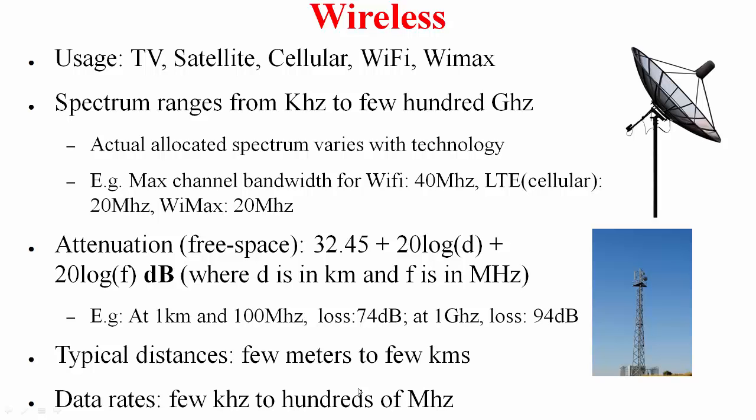So in terms of wireless, there are a whole range of usage: TV, satellite, cellular, Wi-Fi, WiMAX, so on and so forth. And spectrums can range from a few kilohertz to few hundred gigahertz. But actual allocated spectrum is a function of technology. For example, for Wi-Fi, 40 megahertz is used for transmission purposes. And for LTE, which is the advanced cellular technology, 20 megahertz is used for a particular transmission.